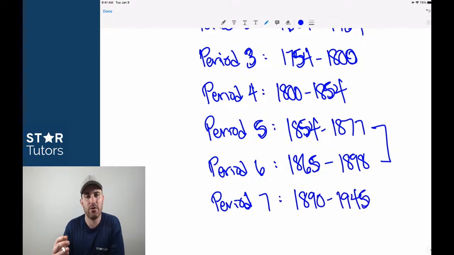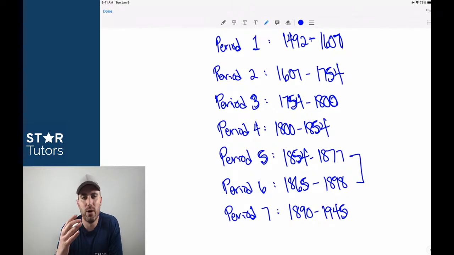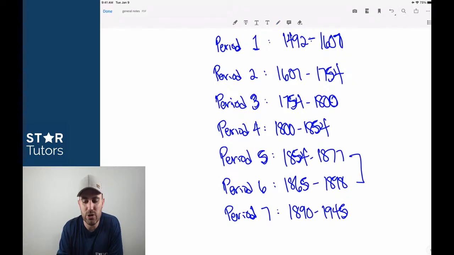And let's just stop there. There are things you'll cover after that, of course, like the Cold War. But let's stop there for a second because I think this gives you a general overview of what these time periods are and what you need to identify.